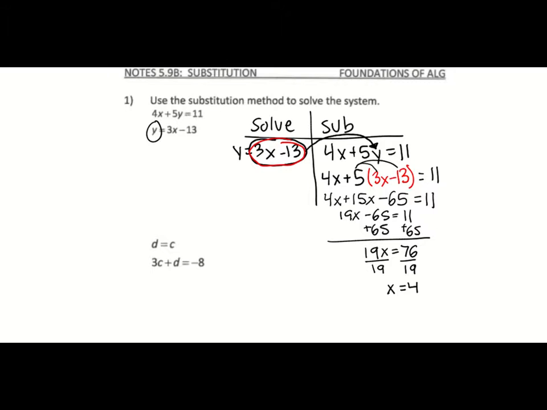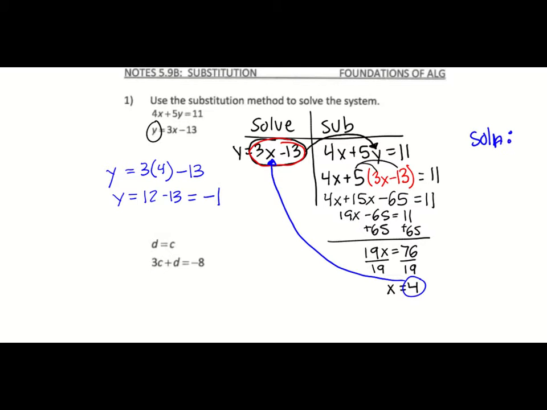Okay, now that I have my x, I need to take that x and plug it back into my equation so I can figure out what y is. So I want to take this 4, plug it in right up here, and that would give me 3 times my x, 4, minus 13 is equal to y. So then I get 3 times 4 is 12 minus 13 is a negative 1. So now I have my x and my y. My final solution is my ordered pair x comma y.